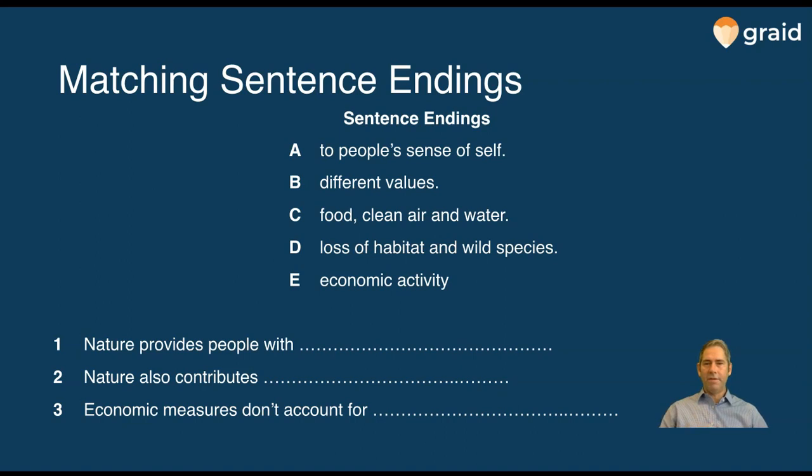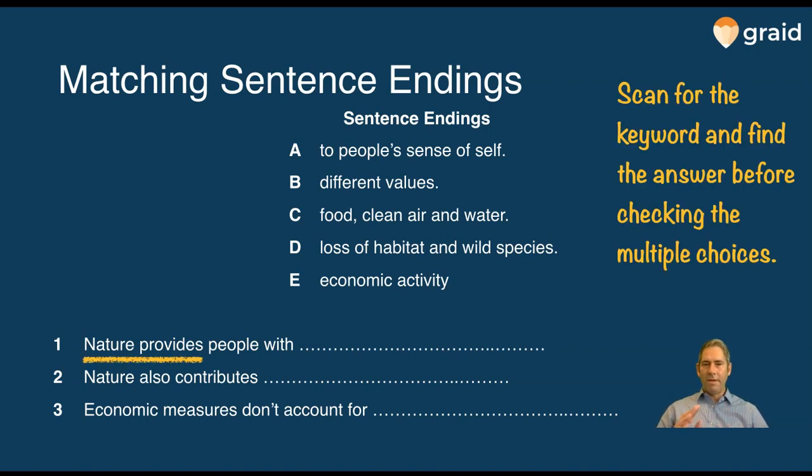In this case, we can see we have 3 sentences with the beginnings, and we have 5 different sentence endings. It's going to be faster if we look at the sentence beginnings, and we have to decide, are we going to skim more or are we going to scan? In this case, we're going to scan. This means we have to work out what we're going to scan for. Now, in this case, I think it's going to be easiest if we scan for "nature provides."